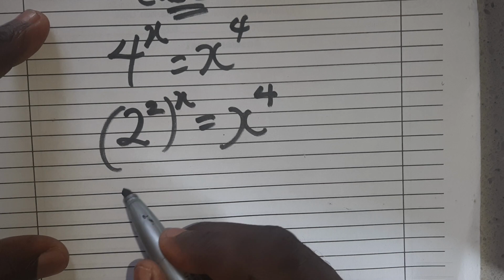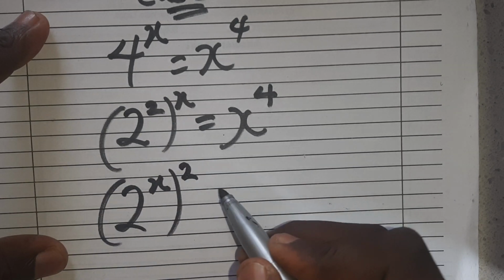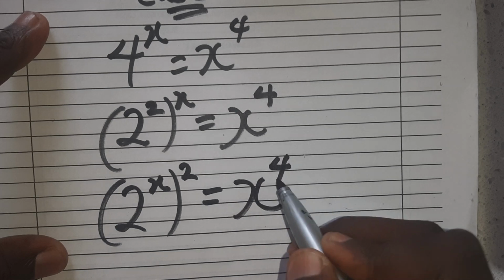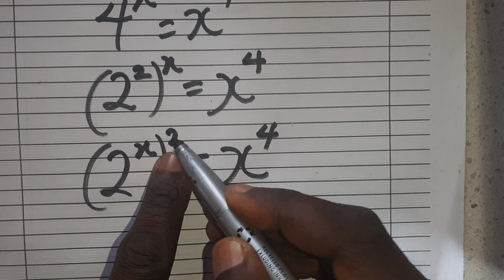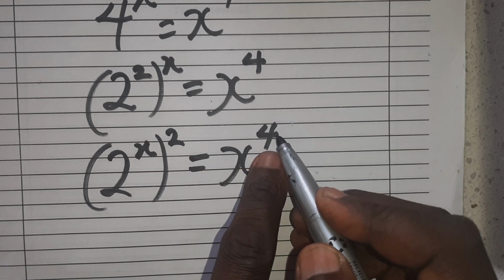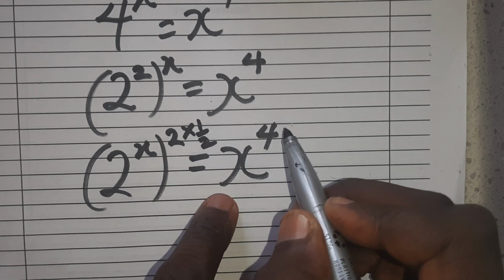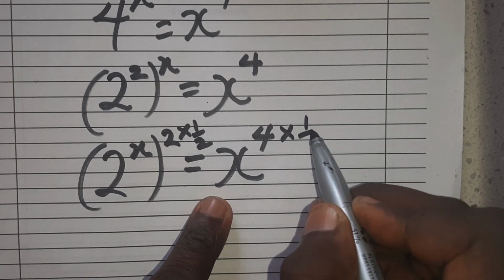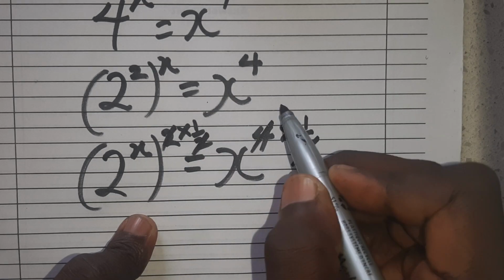So it now becomes 2 raised to the power x, then the power 2 stays outside, equals x raised to the power 4. And now I can try to eliminate these 2 by multiplying the power 2 here with 1 over 2, and this power 4 with 1 over 2, so that these 2 can go. So times 1 over 2, and this 4 also multiplied by 1 over 2. So 2 cancels 2, then 2 in 4 is 2.